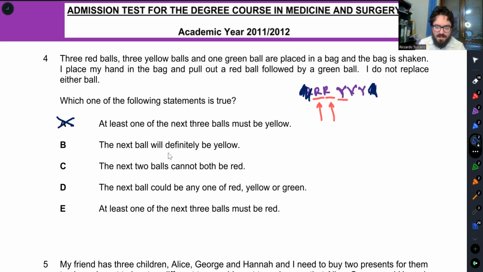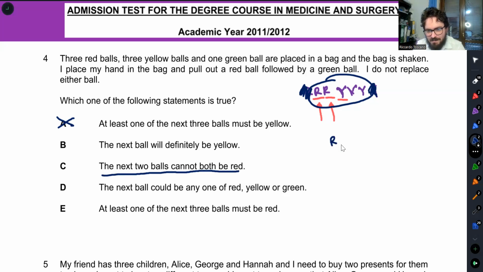The next ball will definitely be yellow. No, we might not say. This is false because the next ball might be yellow, but it's not for sure. The next 2 balls cannot both be red. Yes, they can. Because in the bag, the remainder in the bag, there are 2 red balls left and 3 yellow balls left. The next ball could be any one of red, yellow, or green. This is false because there are no more green balls. So this is a trap.